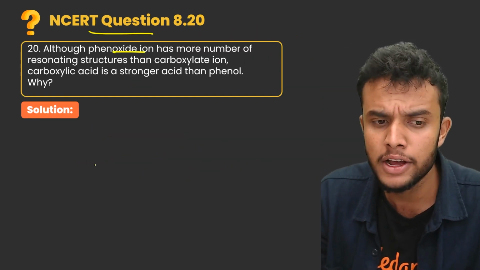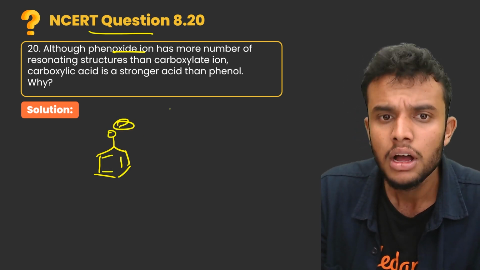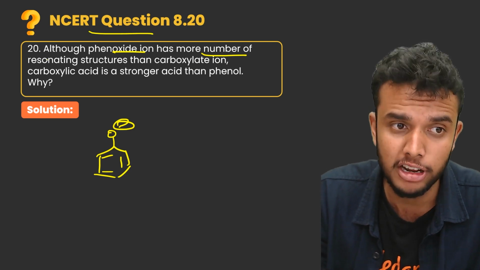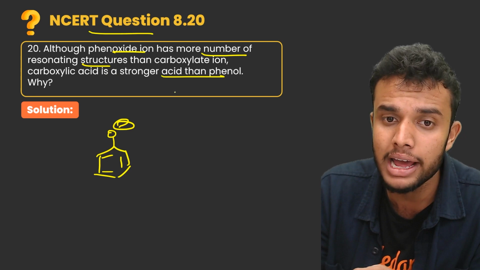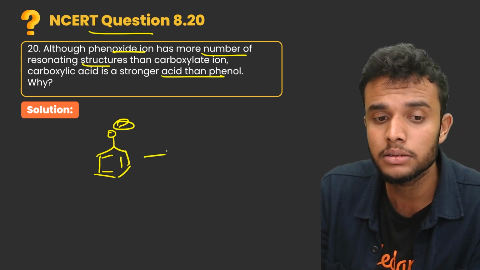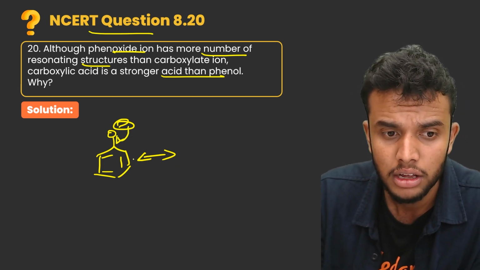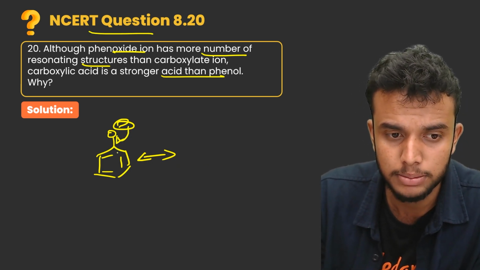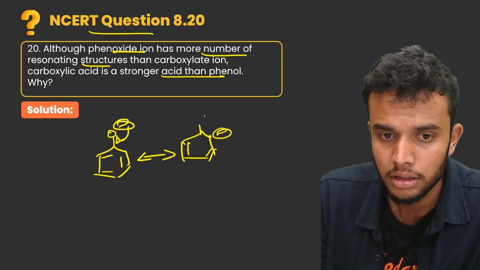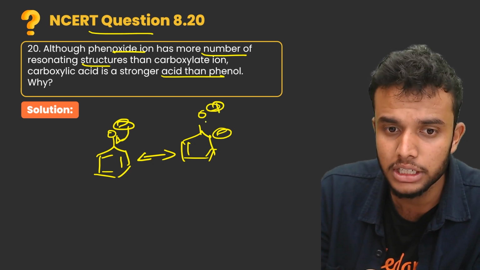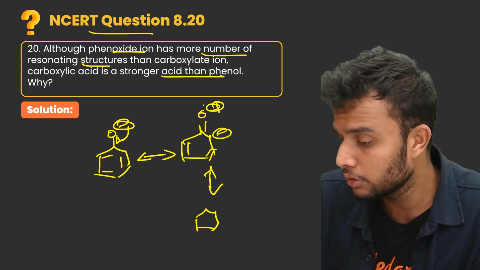Although the phenoxide ion, this is the structure of the phenoxide ion, right, has more number of resonating structures than the carboxylate ion, carboxylic acid is a stronger acid than phenol. Why? Let's draw all the possible structures of the phenoxide ion. This bond moves like this. This is the first resonating structure. Here positive charge comes. Second one, here no positive charge comes, students.